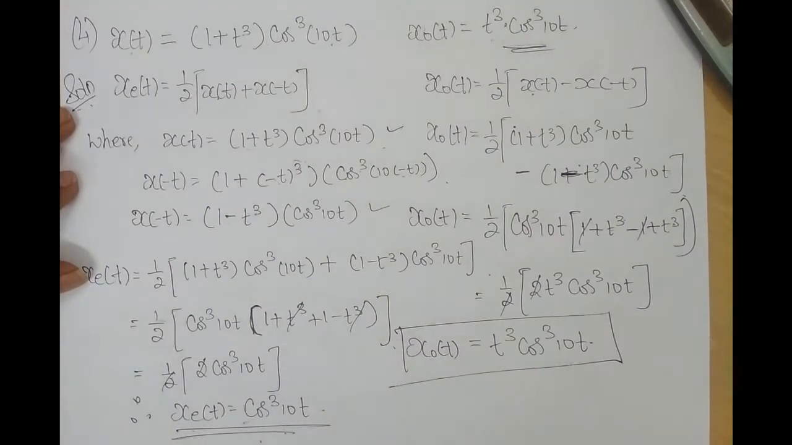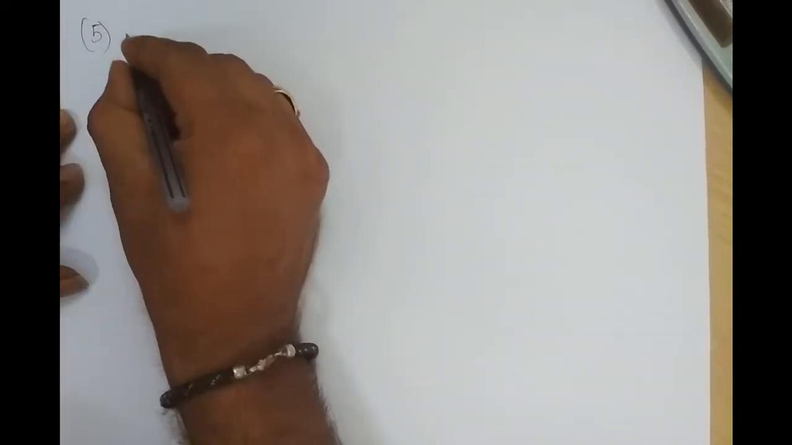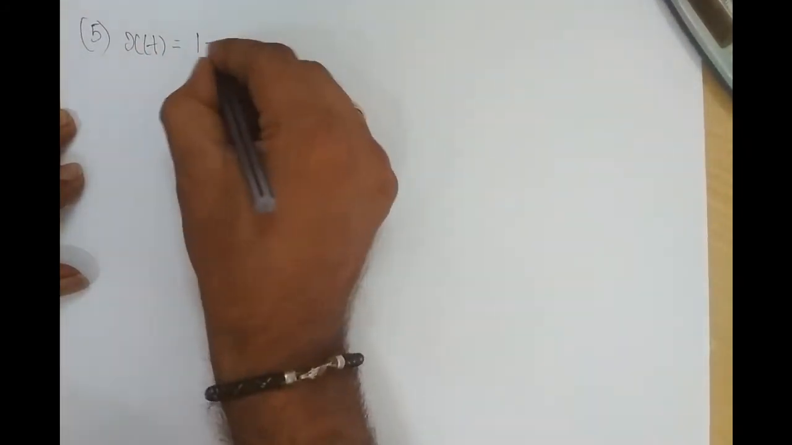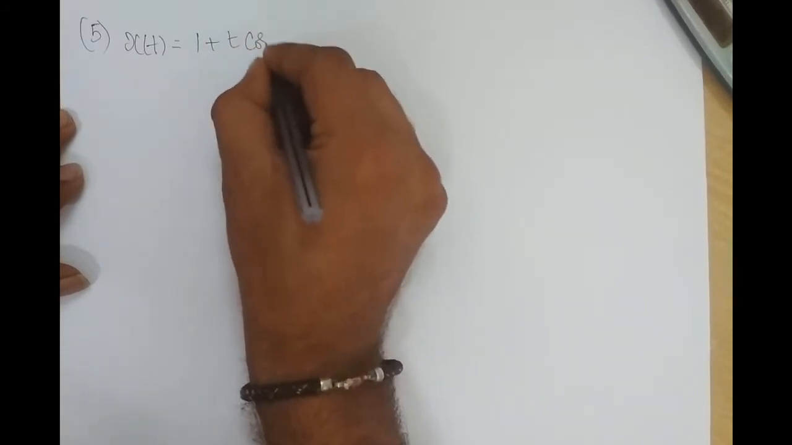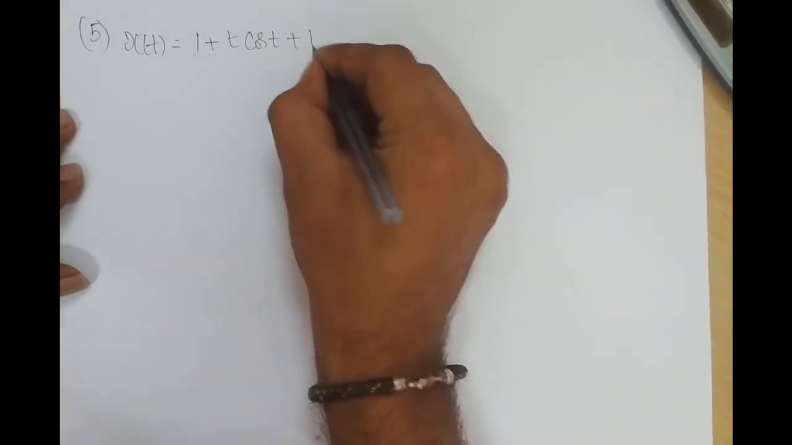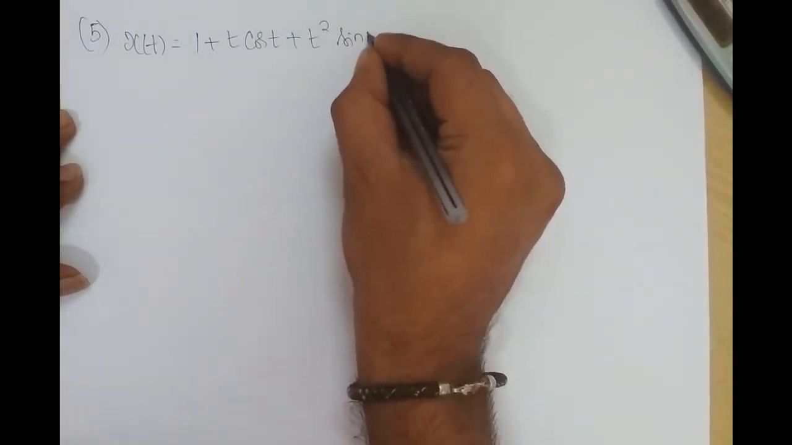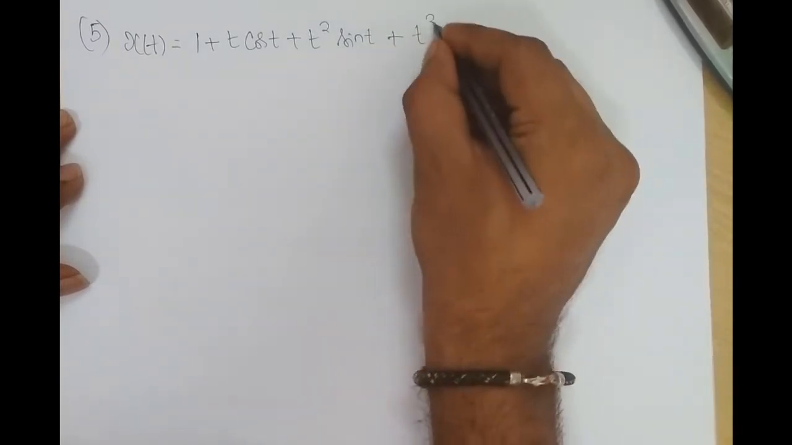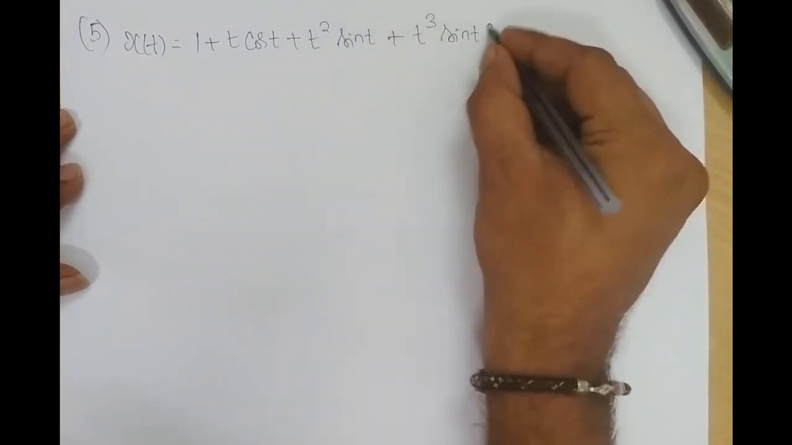Fine. We'll take up one more. Problem number 5: x(t) is equal to 1 + t cos t + t^2 sin t + t^3 sin t cos t.